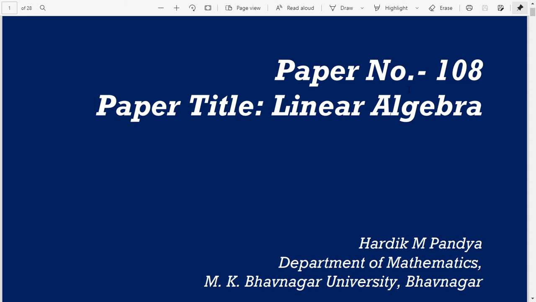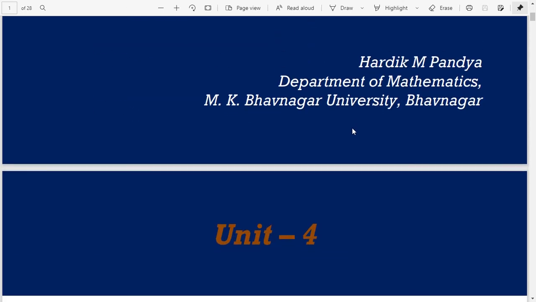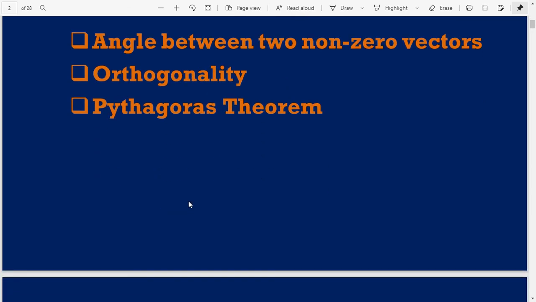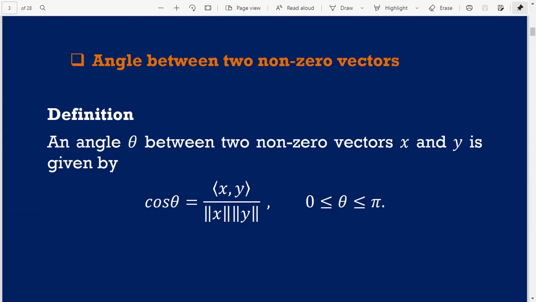Today I am giving my lecture on paper number 108, Linear Algebra, Unit 4. The topic is the angle between two non-zero vectors, orthogonality, and we see the Pythagoras Theorem. Now we start with the angle between two non-zero vectors.